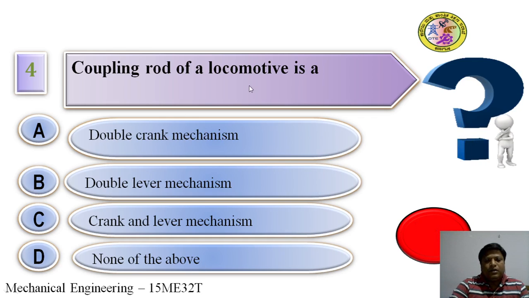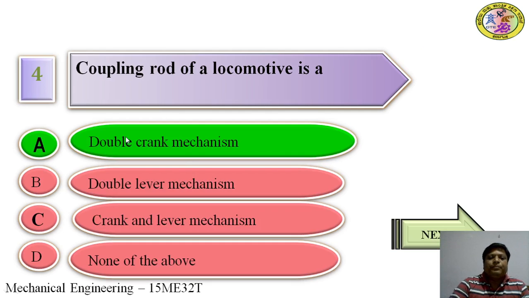Here, the coupling rod of a locomotive has 2 cranks connected by one rod, which we call a coupler. So we call it a double crank mechanism. Our answer A is the right answer, because 2 cranks are used to transfer rotary motion from one wheel to the other wheel.